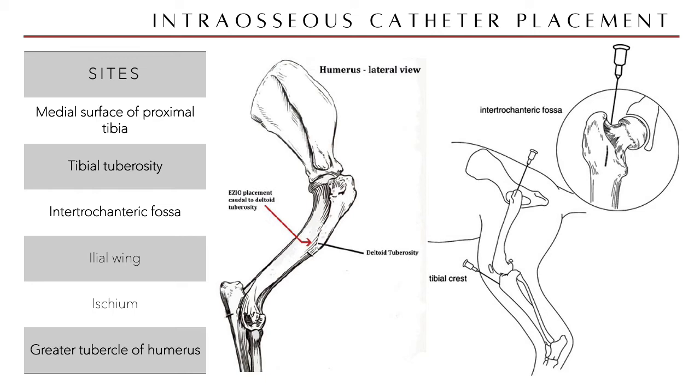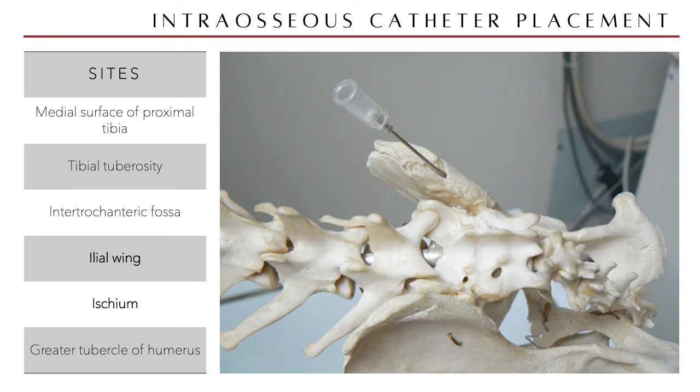Another area commonly used would be the ilial wing and the ischium. Right? So again, it needs technical experience. It administers fluids and drugs directly into the place where it goes, because the bone marrow is a very vascular organ. So basically, really fast, right?